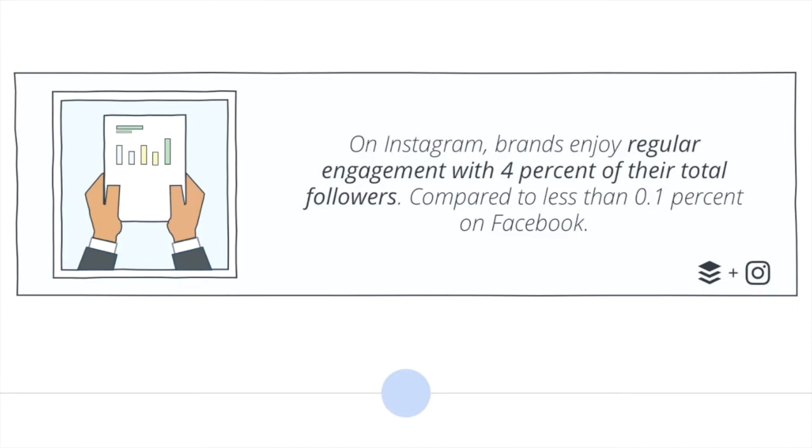So right now, as of recording this video, brands have better engagement. 4% of their total followers will engage with them regularly on Instagram. And if you compare that to Facebook engagement stats, which is typically about 0.1% engagement, you can see that there is a reason for brands to be on Instagram when it comes to reaching out to their target audience, because they're getting better engagement.